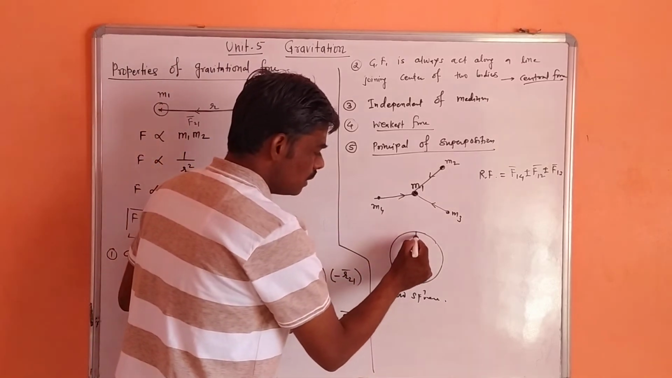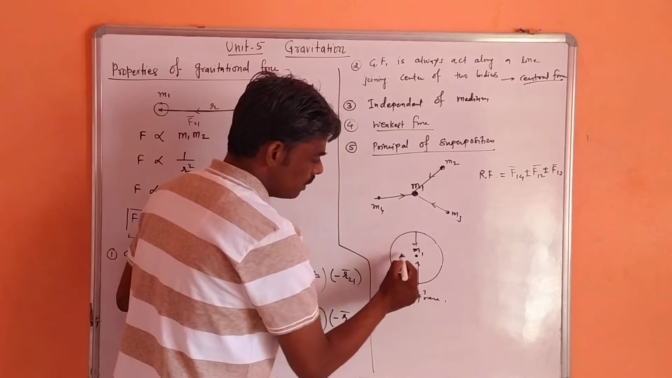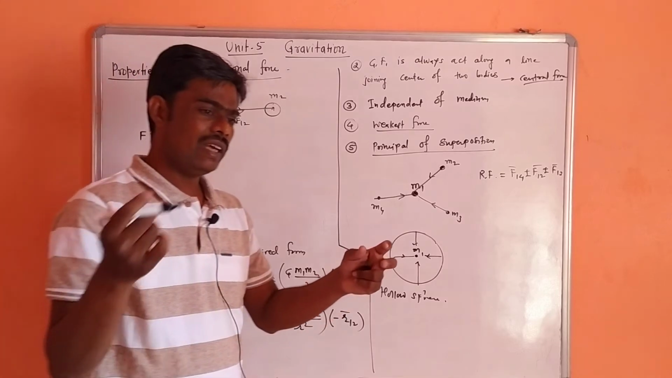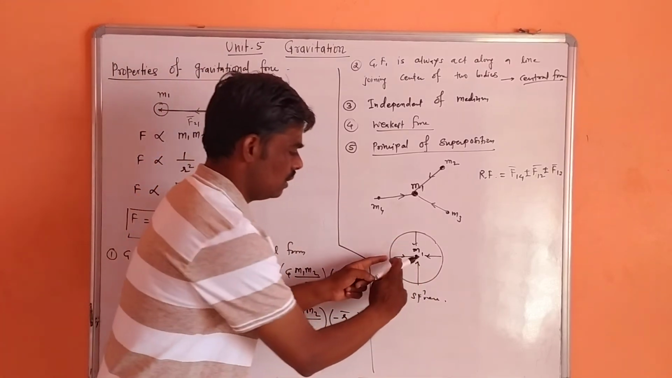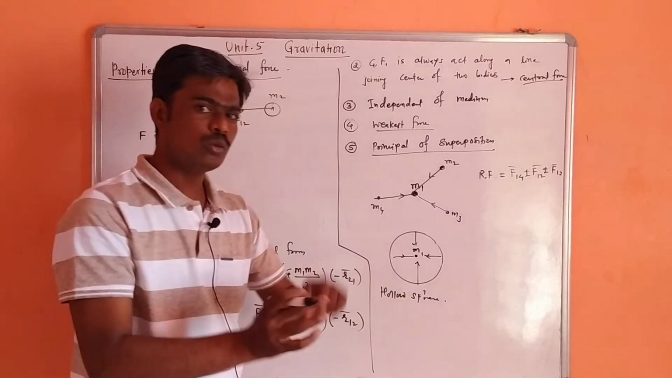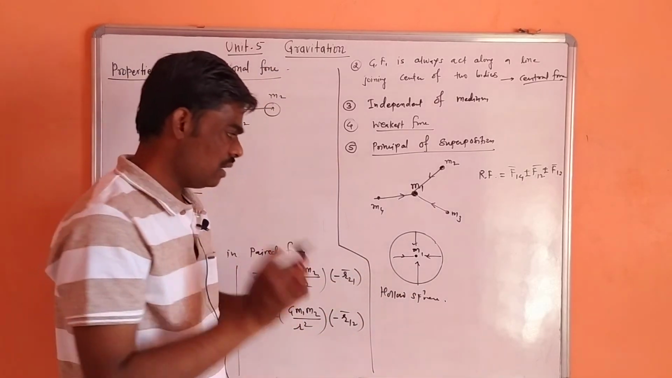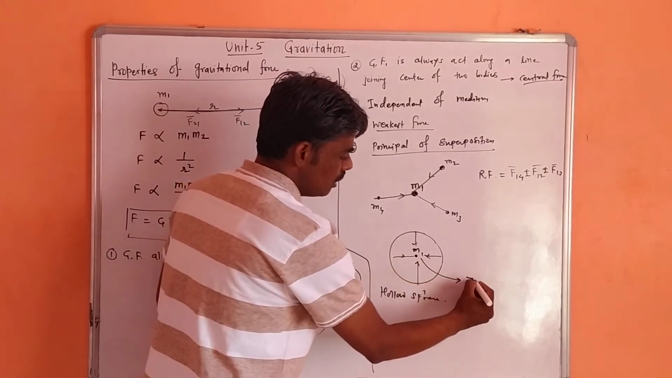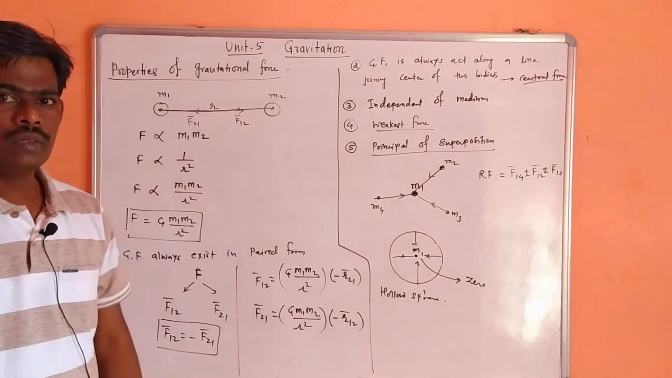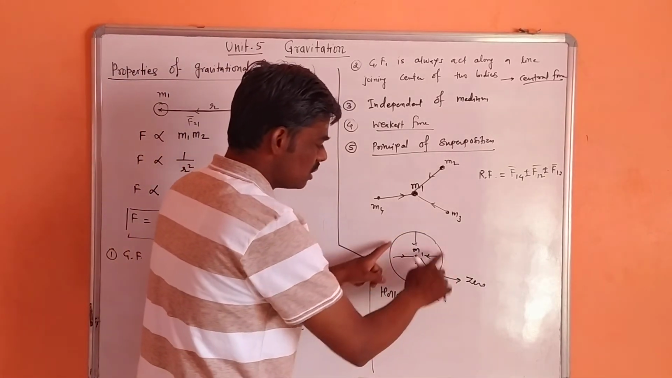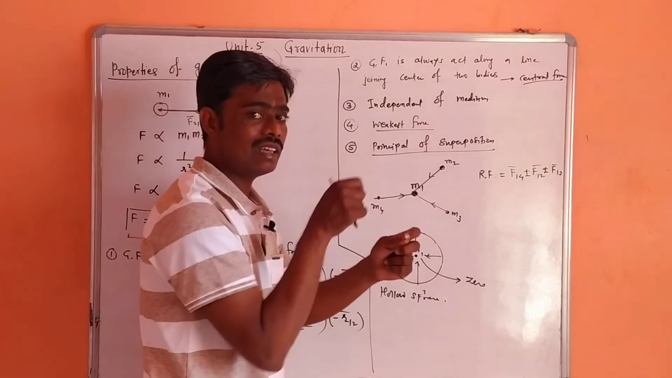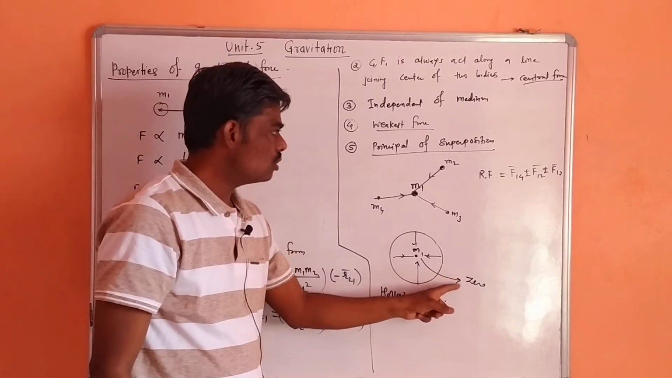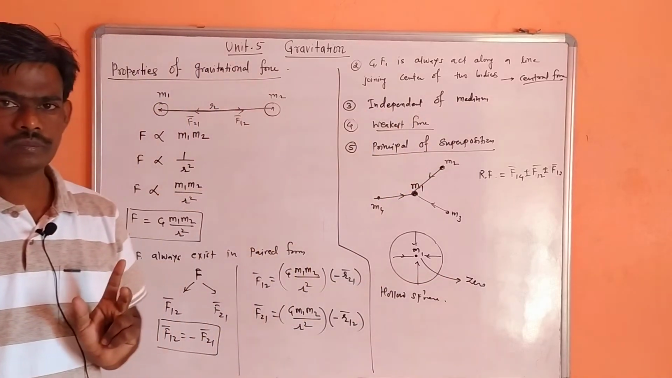But what happens? Each and every diametrically opposite point exerts gravitational force, and that gravitational force gets cancelled due to opposite direction, and hence the gravitational force acting at this center becomes 0. That means though all the masses present on this rim are exerting gravitational force, the effect is 0. This effect is 0 due to the principle of superposition.